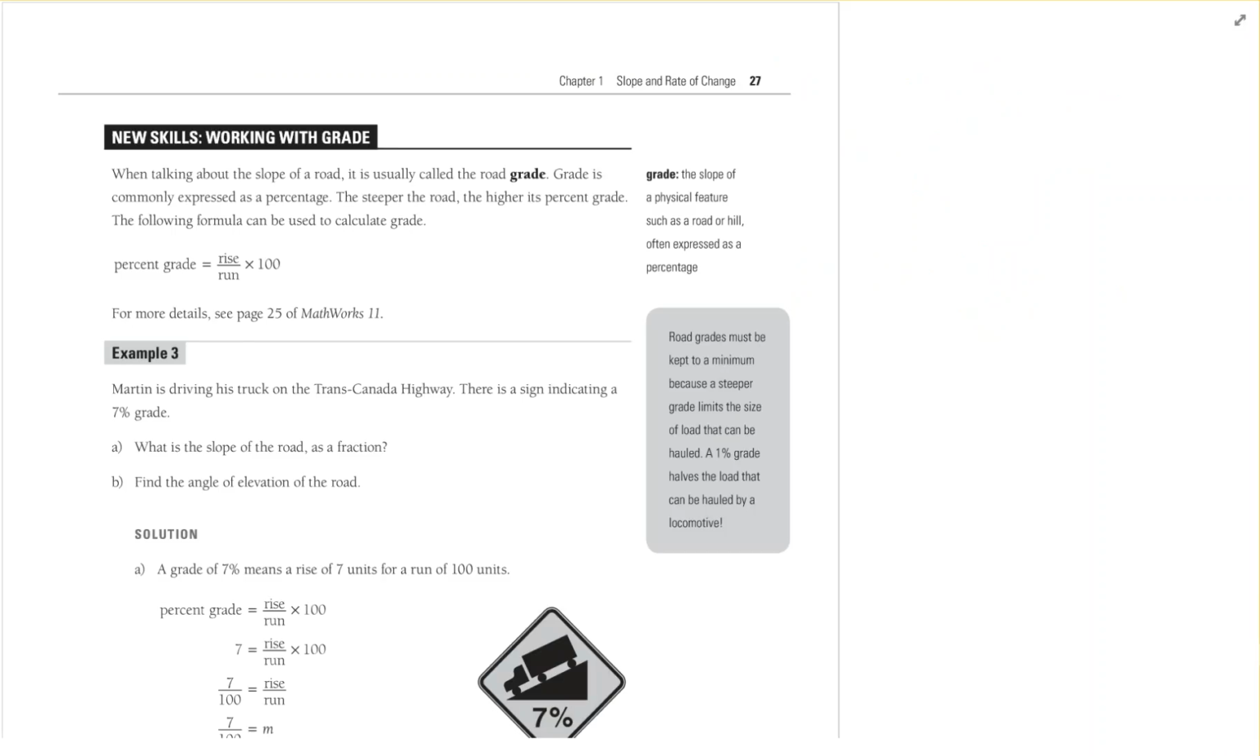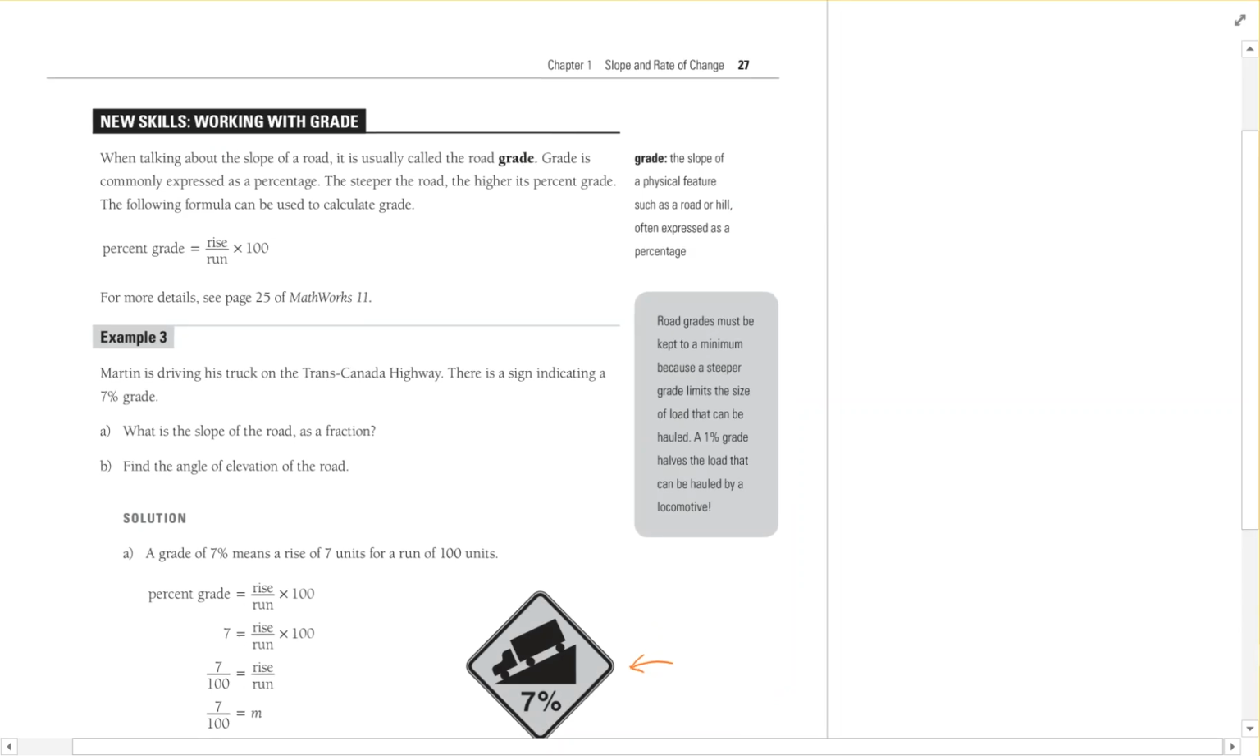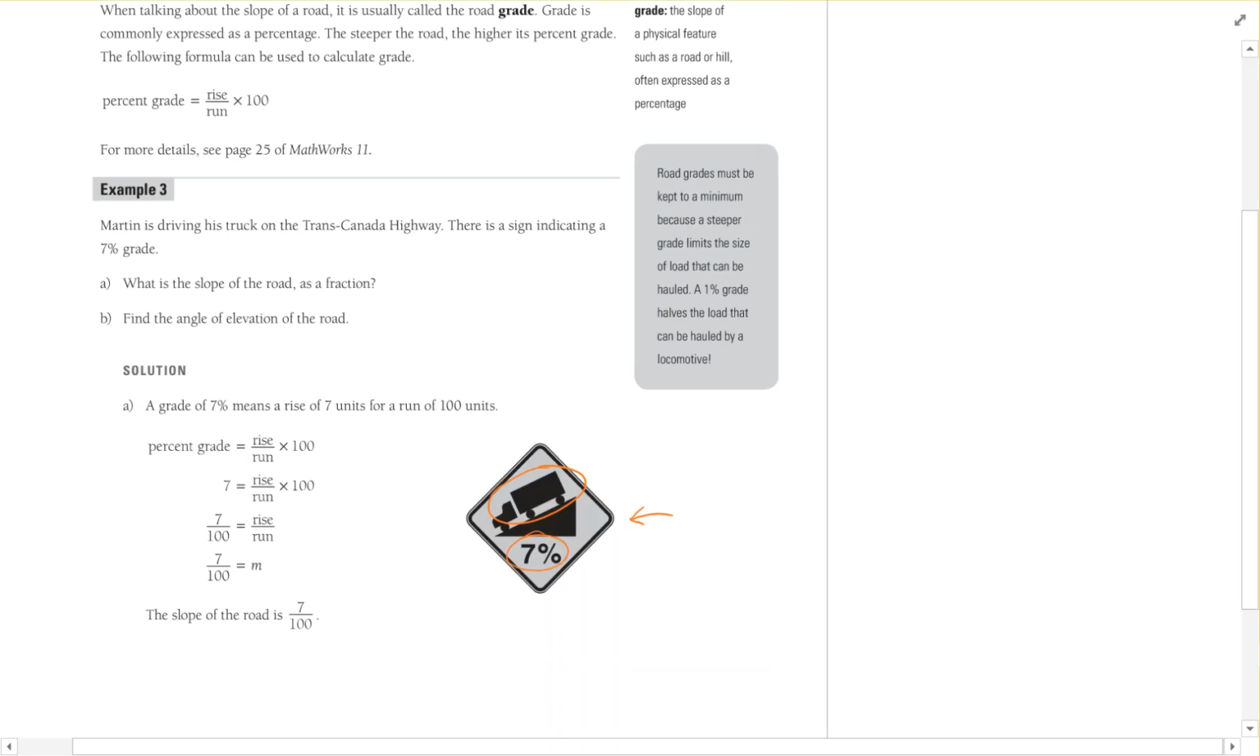All right, so we're going to learn a new thing here now. Something called grade. So percent grade, maybe you've seen signs like this before, especially if you've been on old, steep roads out west maybe. What this refers to is it's just a way of saying how steep something is, especially for these big trucks. They don't want to be going down these really steep slopes that they might not be able to stop because they weigh so much.